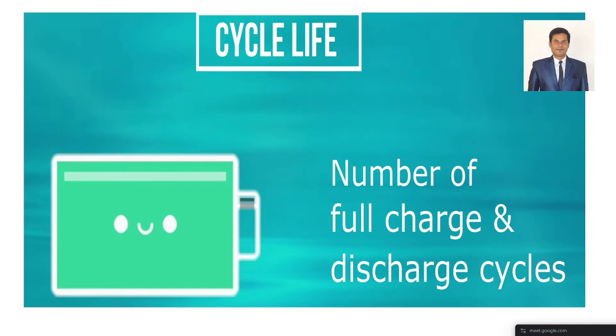If the life cycle is around 2000 to 5000, it says that it will charge 2000 times and discharge 2000 times, or charge for 5000 cycles and discharge for 5000 cycles. That is the life cycle. After that, it will go to the next stage called degradation. There will be degradation in the batteries, with chemical reactions and degradation of the electrodes.